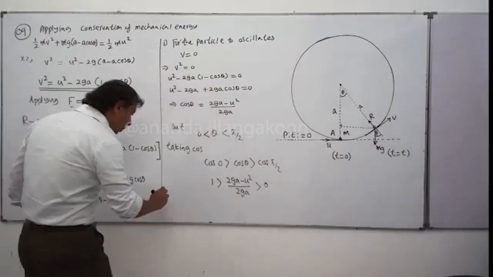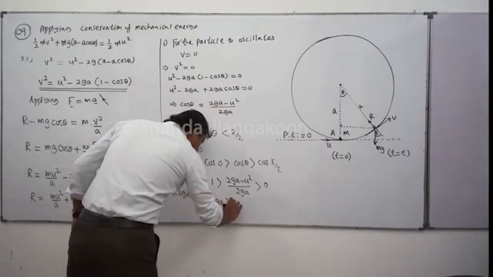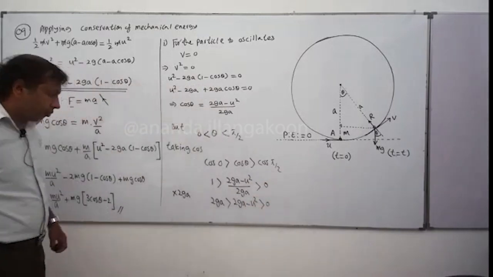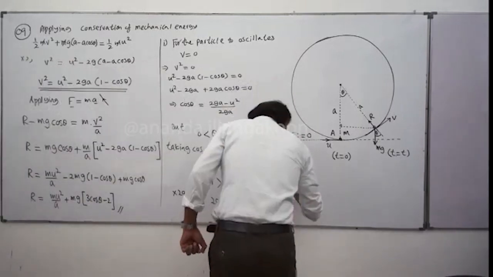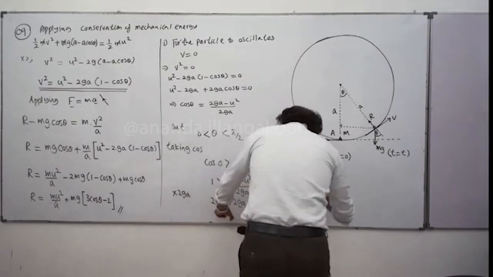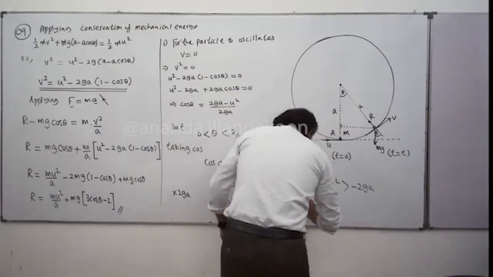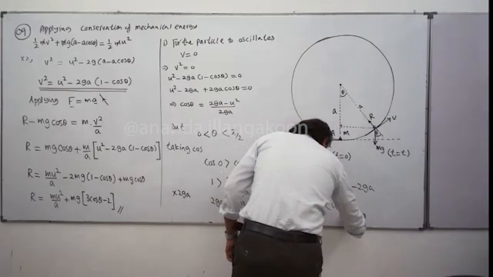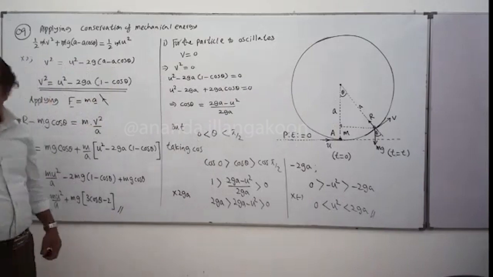Now multiply this by 2Ga. This is 2Ga greater than 2Ga minus U squared. Then people subtract 2Ga: 2Ga minus 2Ga, which is 0 now, greater than minus U squared, greater than minus 2Ga. Multiply by a minus sign. 0 less than U squared less than 2Ga. That answer comes. This is how we get that answer, right?